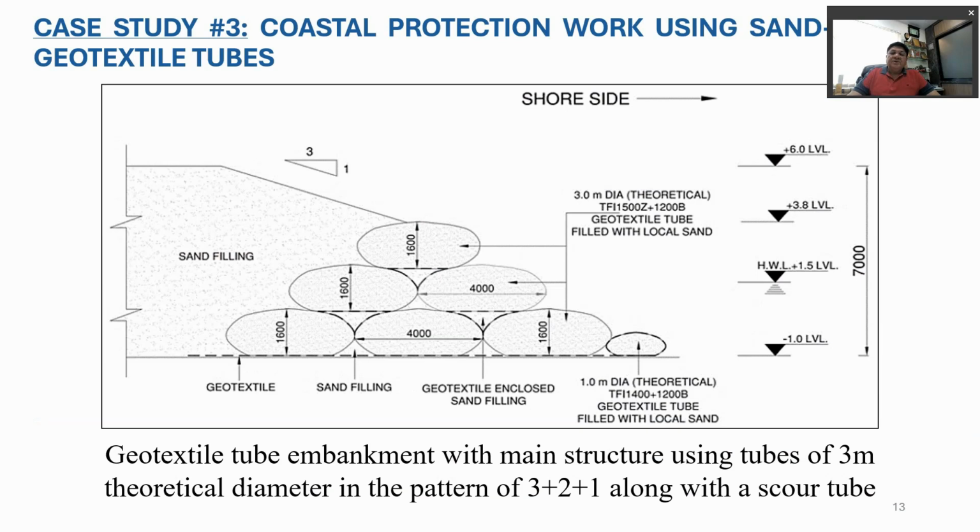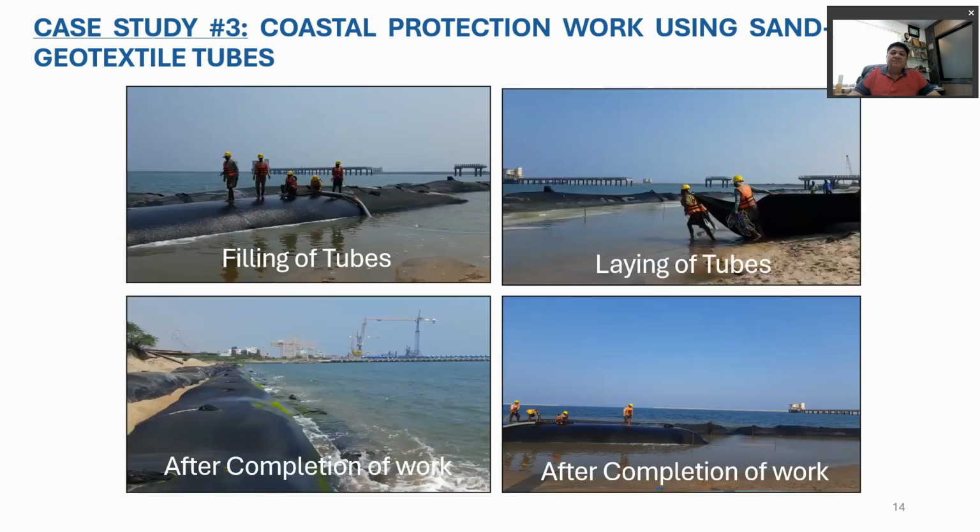So in the particular section, tubes in a 3 plus 2 plus 1 arrangement have been proposed with an anchored tube at the front, and all are 3-meter diameter tubes filled with locally available sand, and the entire height of 7 meters has been achieved by sand filling behind these tube structures. So you can see the filling of tubes, then laying of tubes, and after completion of work, the entire seashore has been protected with this kind of solution.